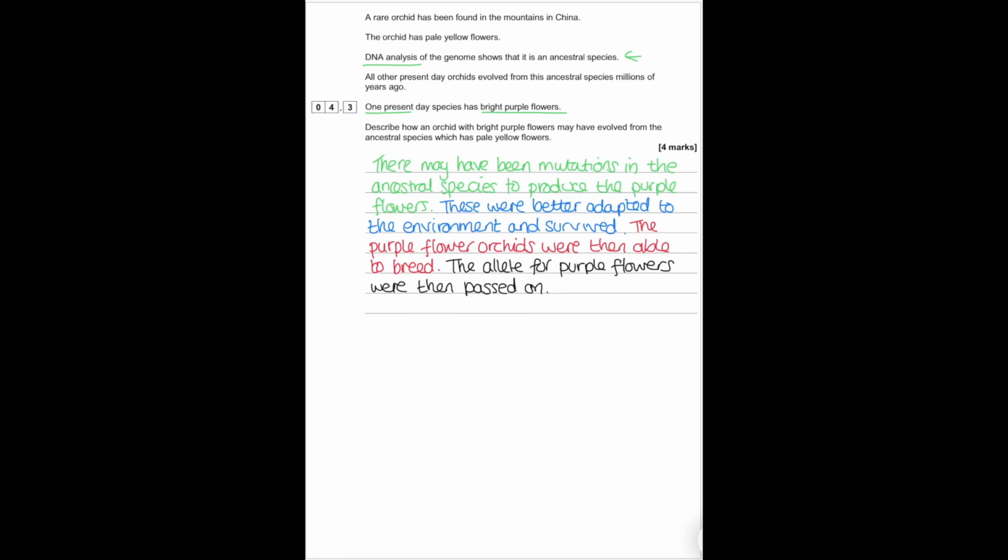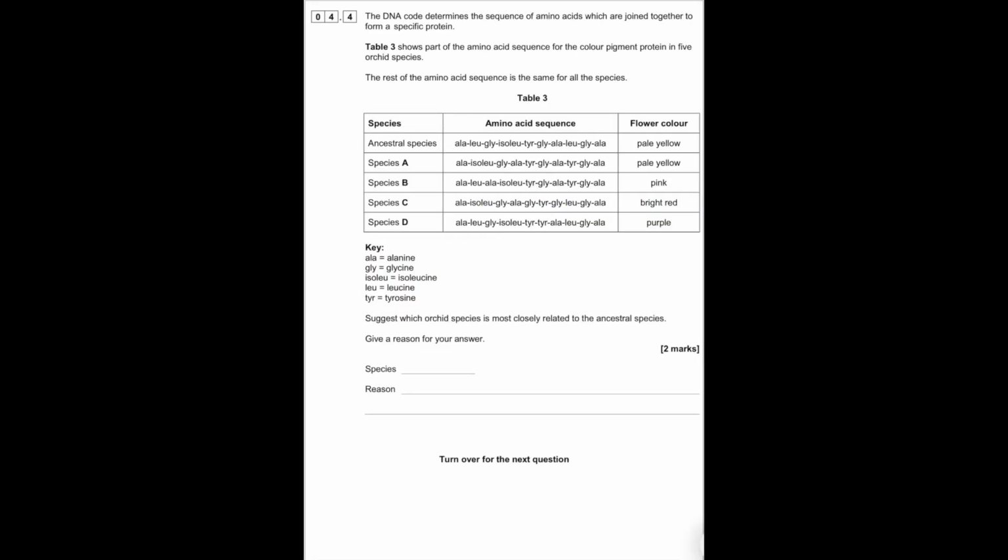The older ancestral species were not adapted to survive and therefore died out. The DNA code determines the sequence of amino acids which are joined together to form a specific protein. Table 3 shows part of the amino acid sequence for the colour pigmentation protein in 5 orchid species. The rest of the amino acid sequence is the same for all species.